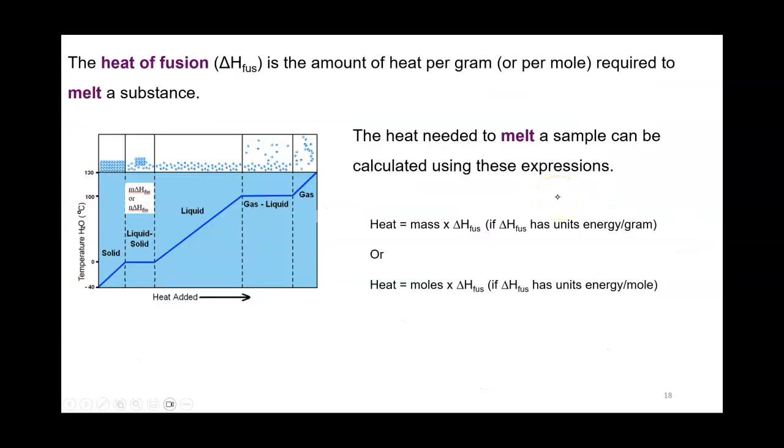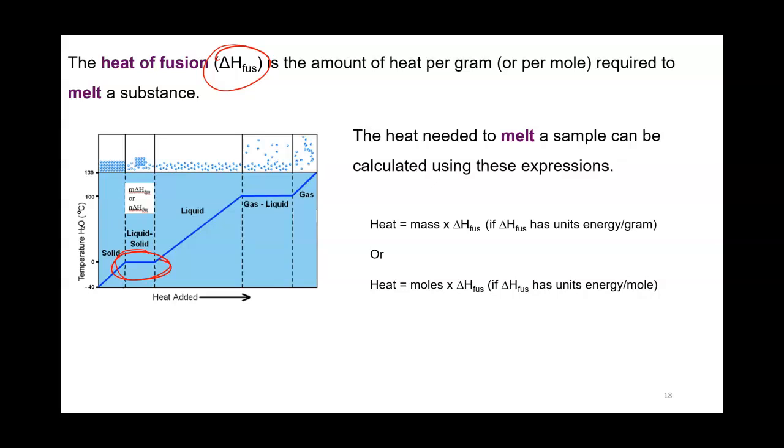The heat of fusion, which we indicate with this symbol here, is the amount of heat per gram, or sometimes the amount of heat per mole, required to melt a substance. So it's a measure of the energy that is required to take a sample from being in the solid state to 100% being in the liquid state.